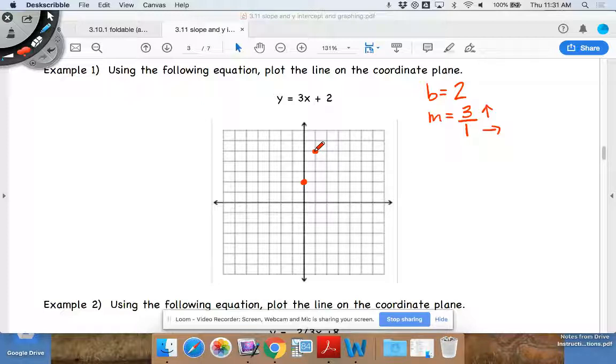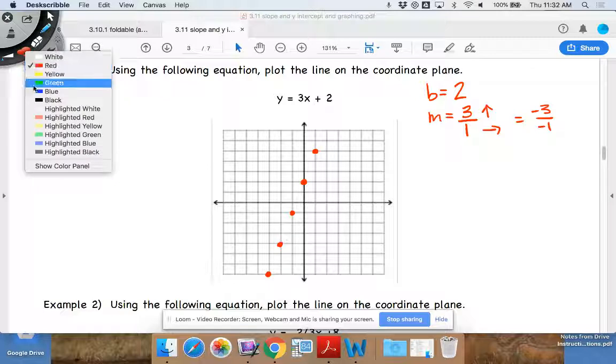Okay? And then I'm like, hey, I wish I could get some more points, but if I keep going up and over, that doesn't really work out for me. So is positive 3 over 1 the same as negative 3 over negative 1? Yes. So from this dot, I'm going to drop 3 and run left 1 because that's the same, on the same line, right? So I could keep going more. I could drop 3 and go left 1. So the more dots I have, the straighter my line will be.